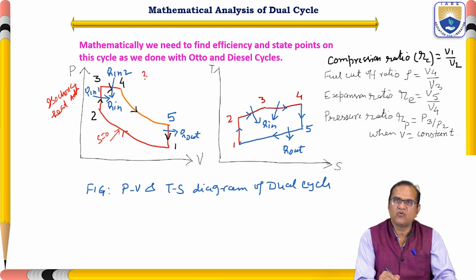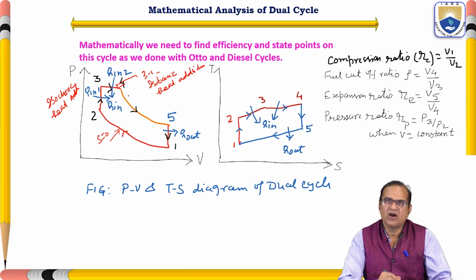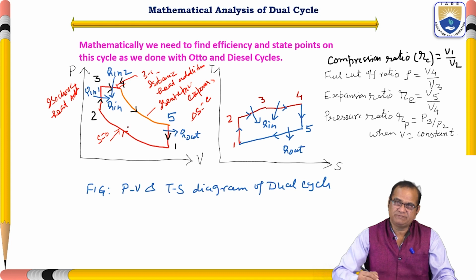And this 3 to 4 is an isobaric heat addition. Okay, isobaric heat addition. 4 to 5 is an isentropic expansion, where S is equal to constant. Okay, so delta S is equal to 0 or S is equal to constant, and 5 to 1 is heat rejection at constant volume. So this is the PV diagram.